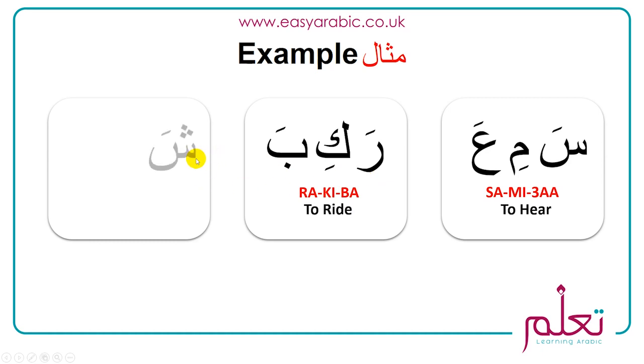Next one is the ra with the fatha, the kaf with the kasra, and the ba with the fatha, which is ra ki ba, which means to ride. Okay, let's look at another one, which is the sheen with the fatha, the ra with the kasra, and the ba with the fatha. So it's going to be sha, ri, ba, shariba, which means to drink. Okay, so sami'a, rakiba, shariba.